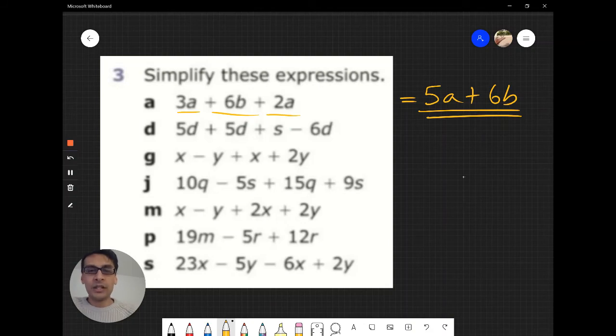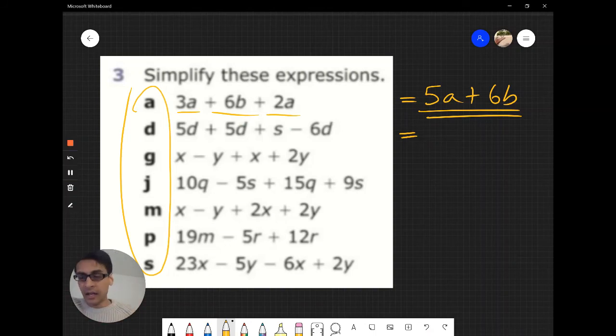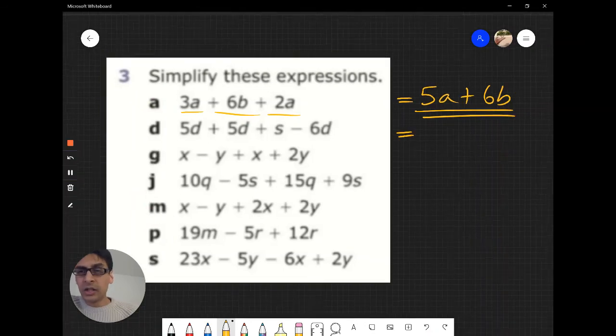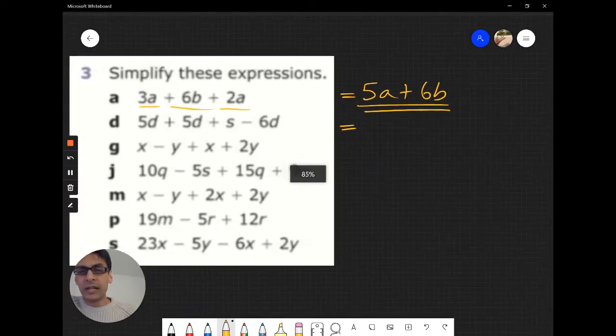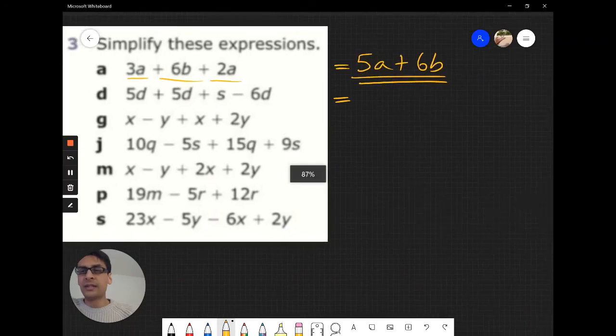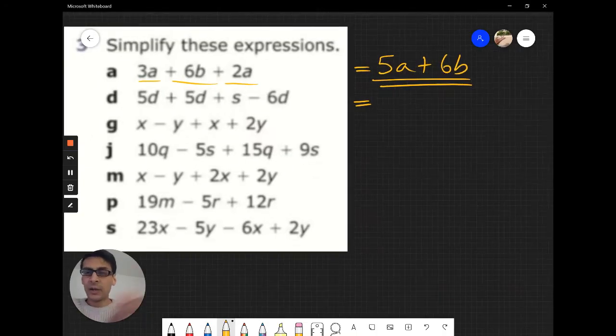Okay, question D. Now the order of the letters is obviously not in alphabetical order. It's in the order of the alphabet, but there are letters missing. That's because I've taken this from a textbook, so you don't need to worry about the letters missing. Okay, so now try question D and then I'll continue.